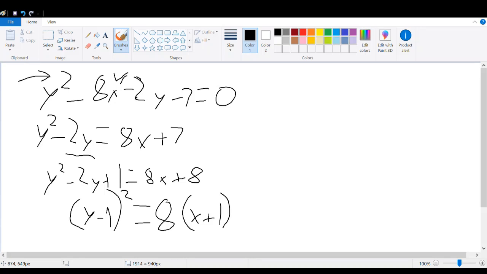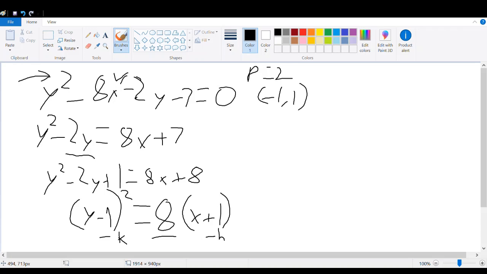So now that we have this, that's our standard equation. We can tell that this is 4p, which means p is 2. For h comma k, h is negative 1 because this is minus h, so 1 equals negative h, h equals negative 1. So the center is negative 1, comma 1, because this is minus k, and then minus 1 minus k, k is 1.